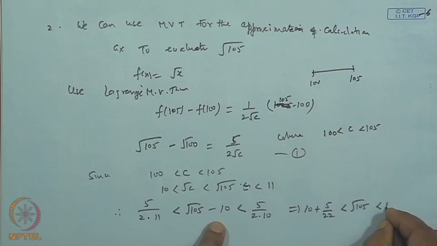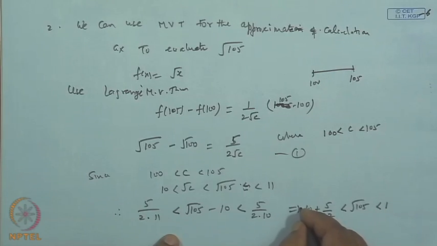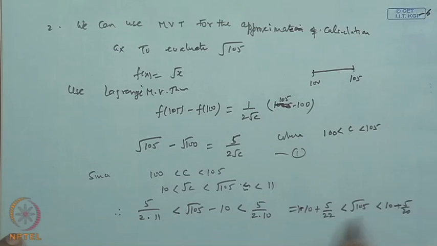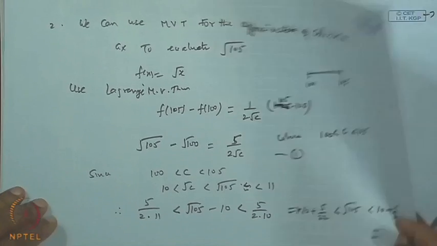10 plus 5 by 22 and less than 10 plus 5 by 20. Here, minus 10 on this side, because this will go from here and this will come. So, it is 10 plus 5 over 22 and 10 plus 5 over 20. Now, this is an approximate value for this. So, one can get the value accordingly. Okay. So, this is another application of this.